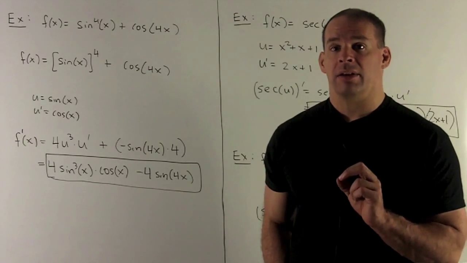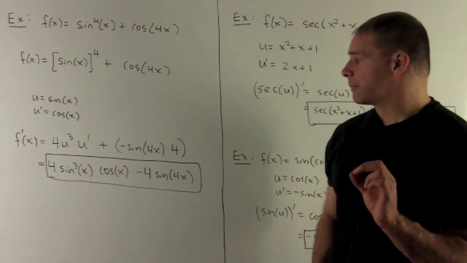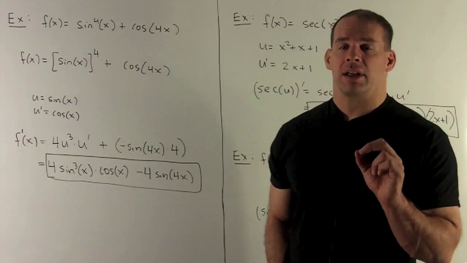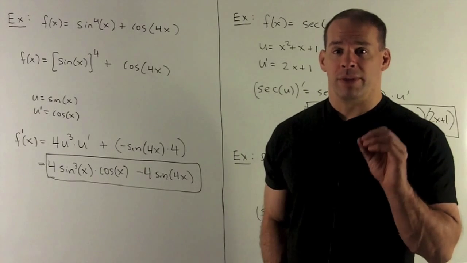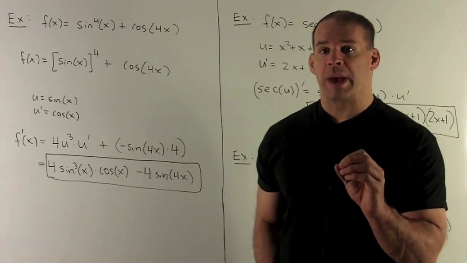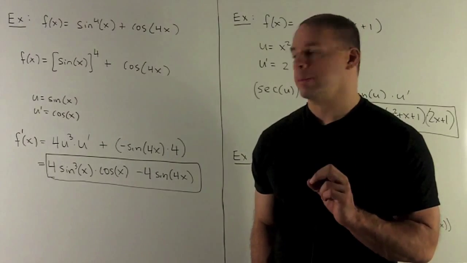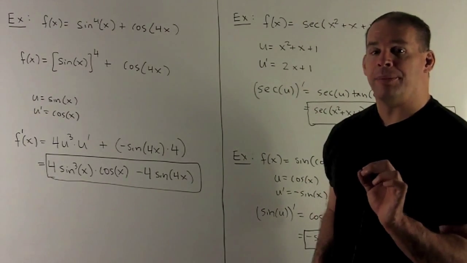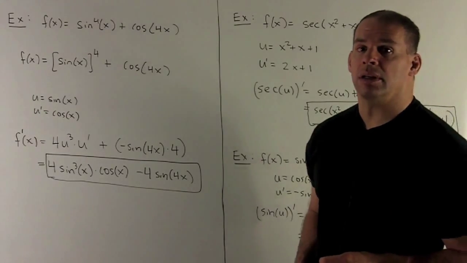So now I just stick in for u and u prime. That's going to give me 4 sine cubed x times cosine x. For the cosine 4x, this one you could probably get by without doing the u substitution. With the derivative of cosine, which is minus sine, put my 4x back in, then I just multiply by the derivative of 4x, which is 4. So that's going to give me the minus 4 sine of 4x. And then, since I can't simplify anymore, that's going to be my answer.